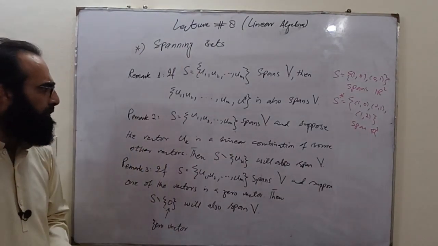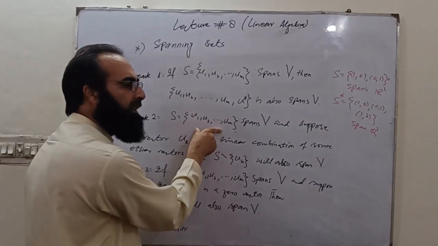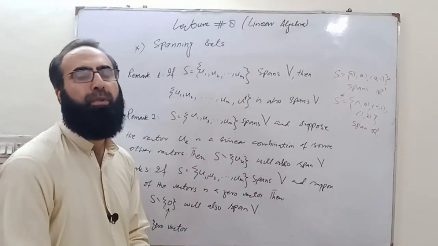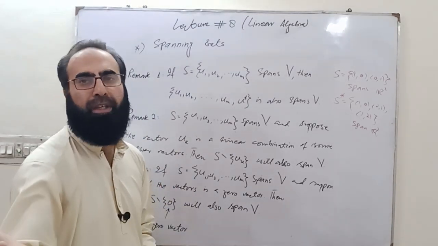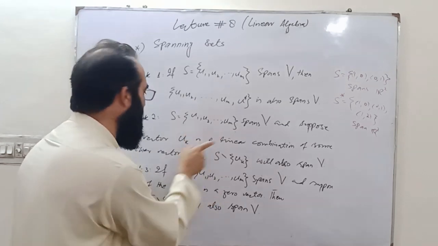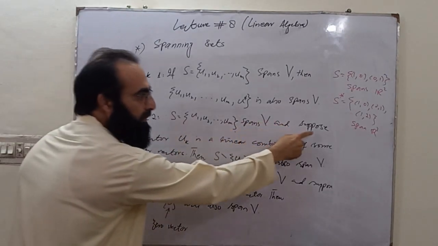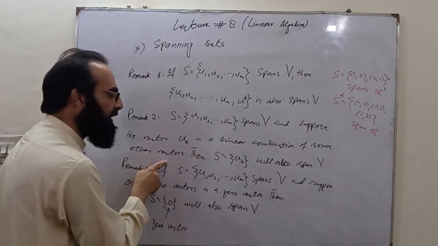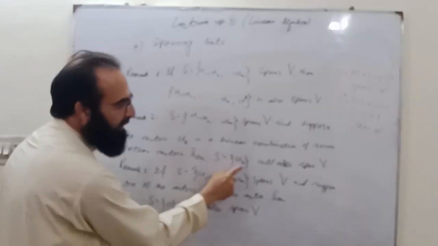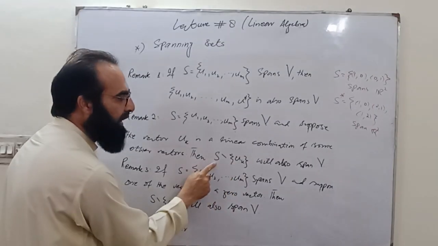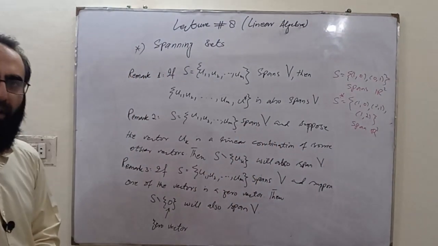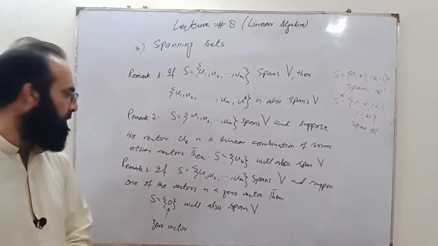In the second remark, if this collection S spans V and this collection consists of a vector which is a linear combination of the other vectors, then you can remove that vector from this collection S. Suppose the vector uk is a linear combination of the other vectors, then you can remove that vector uk from S, and this new collection will also generate the same vector space. This is our second remark.